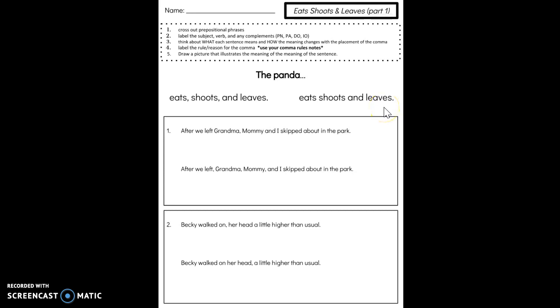So I see no prepositional phrases, so I'm going to think of my subject. It's the same in both of the sentences, panda. So looking at this sentence, what does the panda do? It eats, that's an action verb, and then I see a comma, which tells me, is he doing something else? He shoots, comma, and tells me he leaves. The panda eats, shoots, and leaves. So my rule for my commas, my proof, is that I've got these commas in here because it's a list.